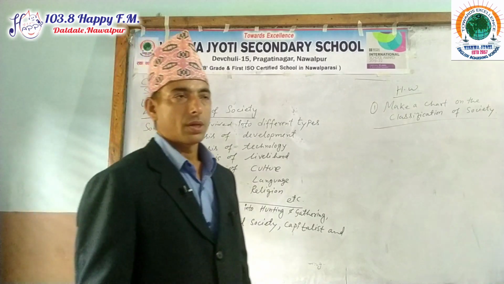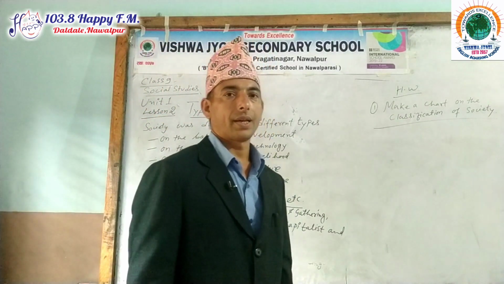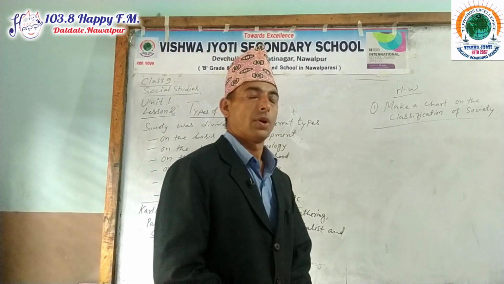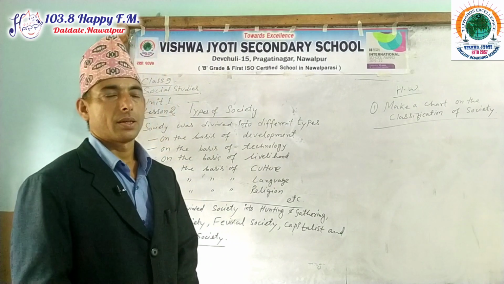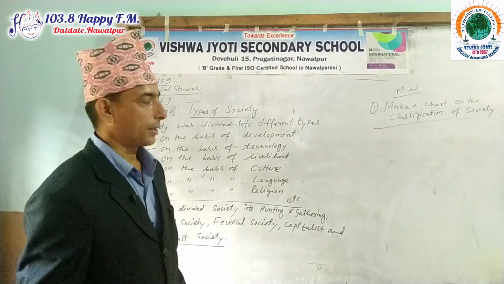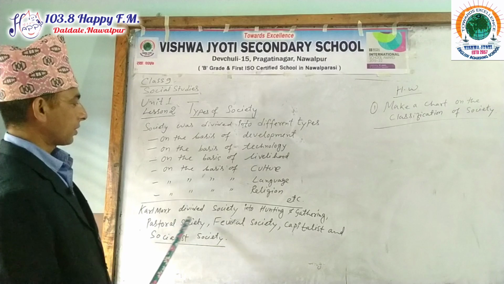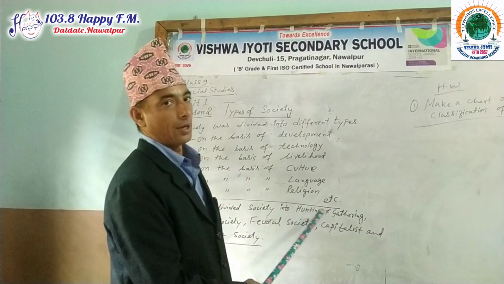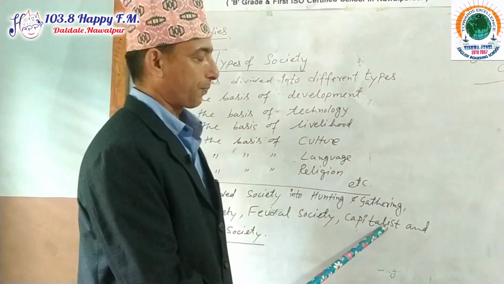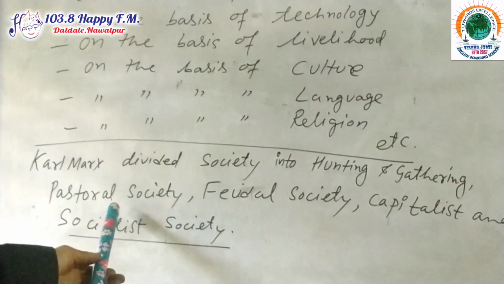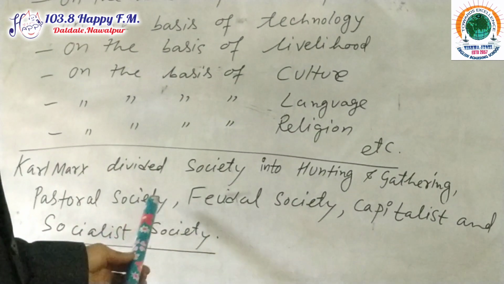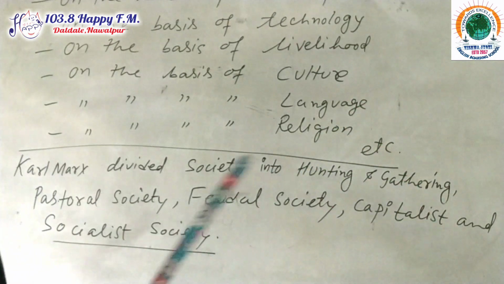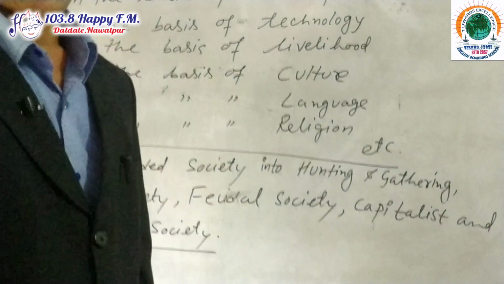So in this text, different sociologists have defined society into various groups. Among them, Karl Marx also divided society into various types. According to him, society is divided into hunting and gathering, pastoral society, feudal society, capitalist society, and socialist society.